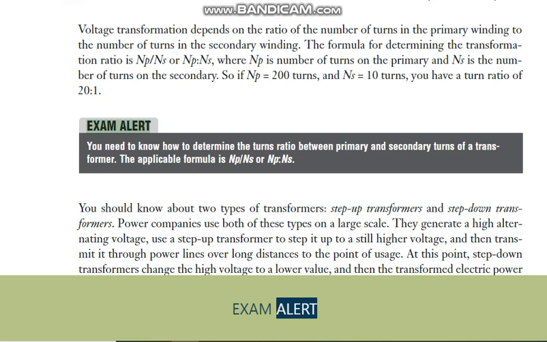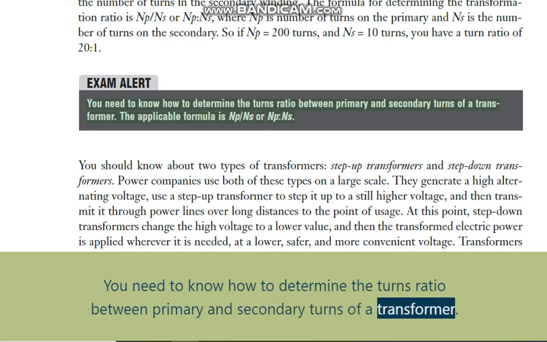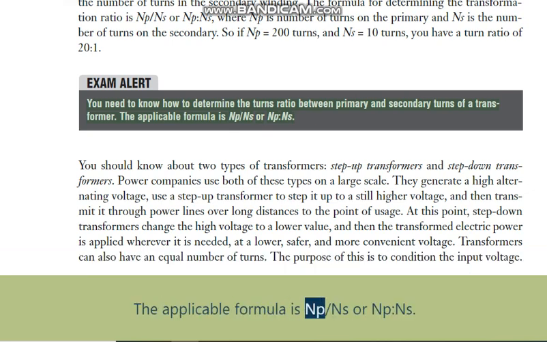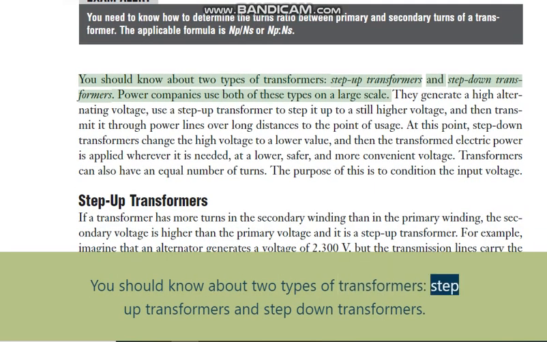Exam alert. You need to know how to determine the turns ratio between primary and secondary turns of a transformer. The applicable formula is NP/NS. You should know about two types of transformers, step-up transformers and step-down transformers.